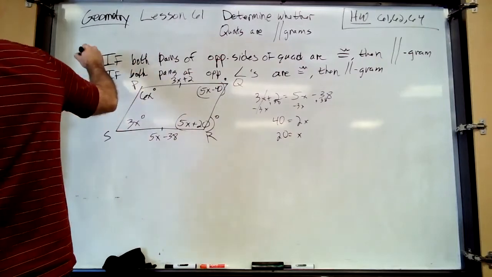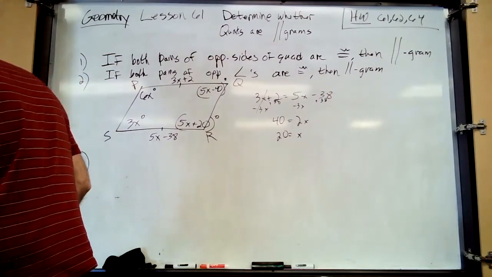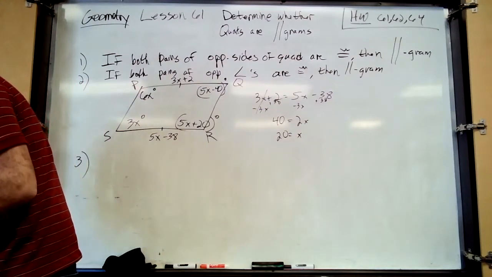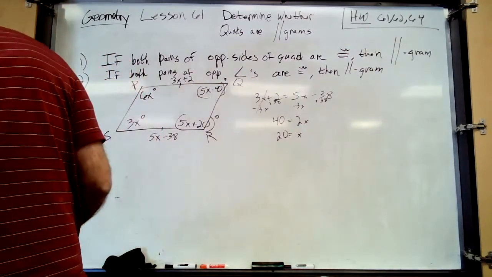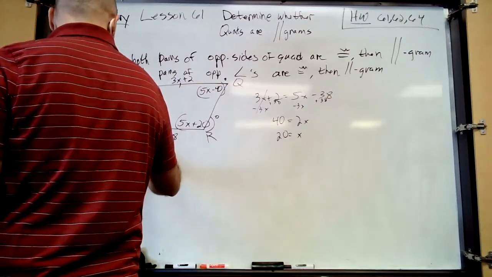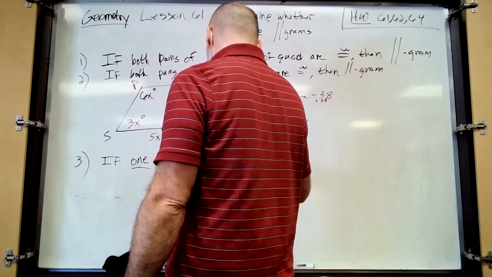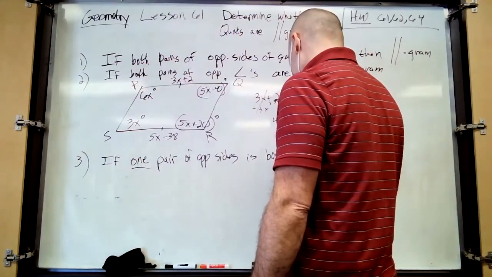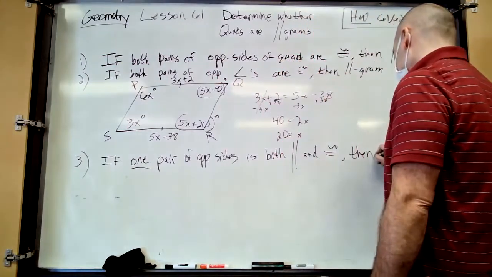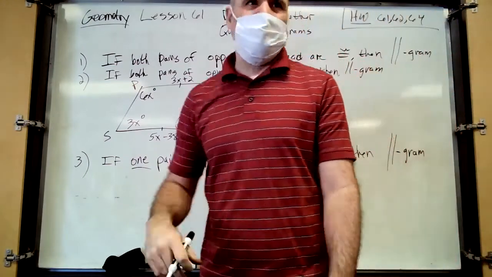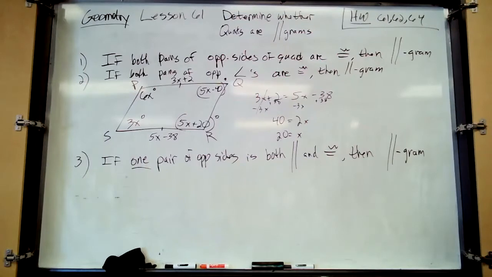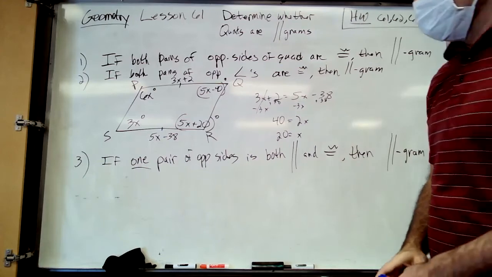All right, here's another one. So here's property 1, property 2, here's property 3. If one pair of opposite sides of a quad are parallel and congruent, then it's a parallelogram. If one pair, not both, one pair of opposite sides is both parallel and congruent, then it's a parallelogram. So if you just prove that one pair of opposite sides is congruent, that's not enough. But if you prove that two pairs are congruent, that's enough by property 1. Property 3 says if you just have one pair to work with, but you can prove that they're both congruent and parallel, then you've got yourself a parallelogram. That's property 3.